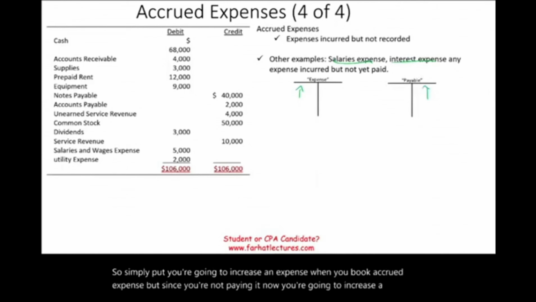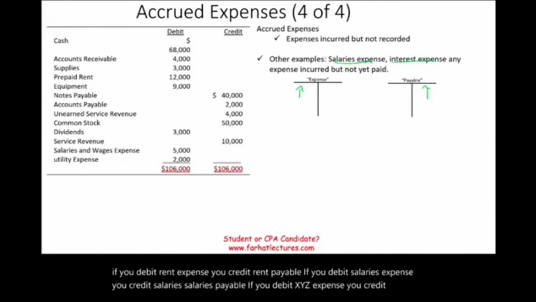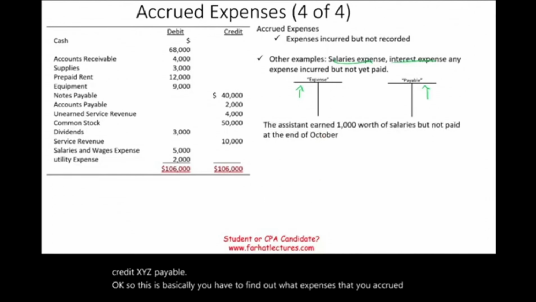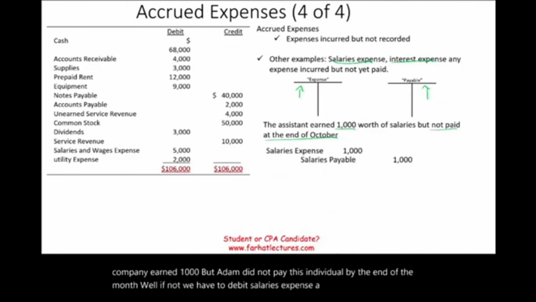So if you debit rent expense, you credit rent payable. If you debit salaries expense, you credit salaries payable. If you debit XYZ expense, you credit XYZ payable. Okay, so you have to find out what expenses you accrued. For example, the assistant earned $1,000 worth of salaries, but not yet paid at the end of October. So the assistant that worked with Adam at his consulting company earned $1,000, but Adam did not pay this individual by the end of the month. Well, if not, we have to debit salaries expense 1,000, credit salaries payable 1,000.